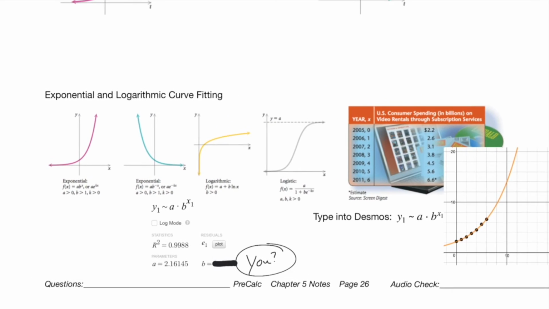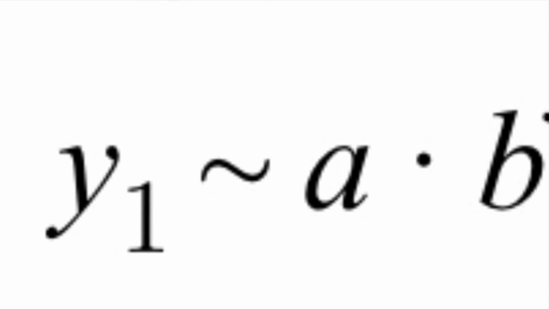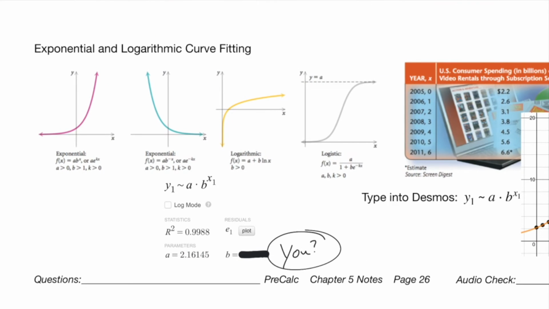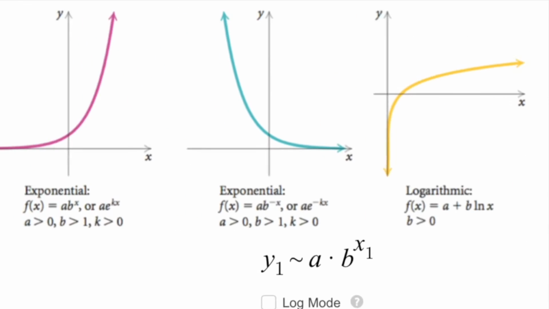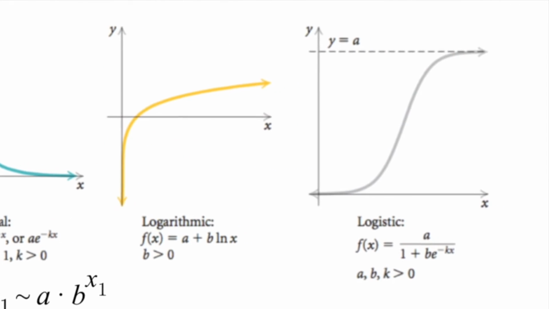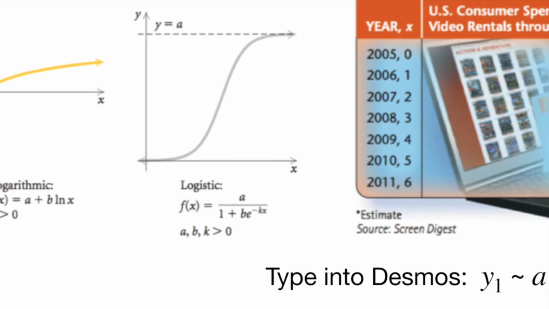Here's exponential and logarithmic curve fitting. So you remember this little symbol, the tilde, that helped us fit a curve to data. Well, you can do the same thing here. These are the parent functions: a b to the x, a b to the negative x, a plus b log of x, and logistic, a over 1 plus b e to the negative kx. Those are the parent functions.